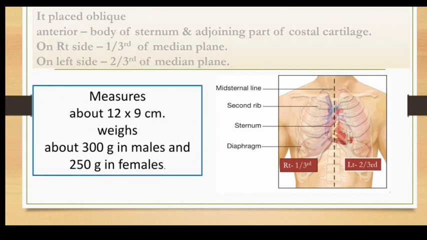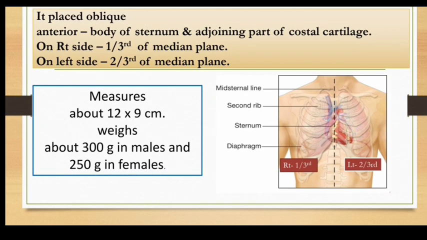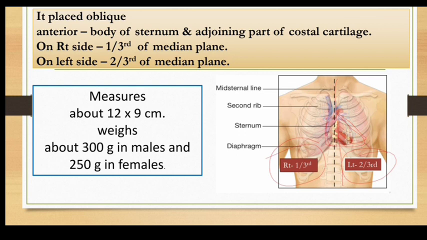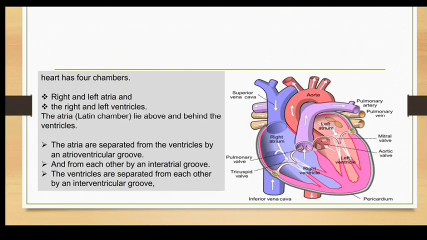What are the external features? It is placed obliquely. Anteriorly it is related to the body of the sternum, and on the posterior side to the vertebral column and the costal cartilage, right? Due to the oblique placement, only one third is on the right side and two thirds on the left. It measures about 12 by 9 centimeters, and the weight is 300 grams in males and 250 grams in females.